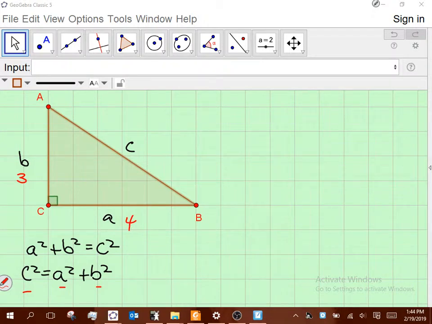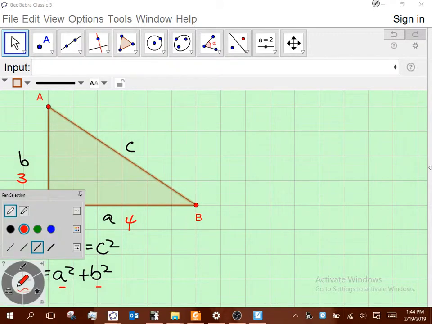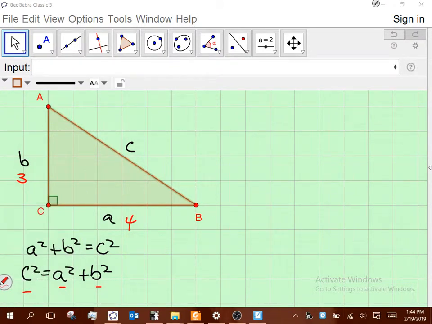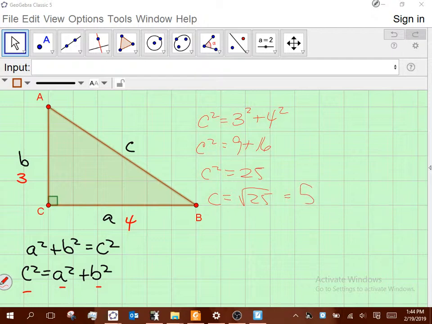Okay, so c squared would look like 3 squared plus 4 squared, right? And then c squared would be, what's 3 squared? 9. 4 squared? 16. So c squared is equal to 25. C is equal to root 25, which is equal to the same thing as 5. All right, so that's how we would find c then, provided the two legs, right?